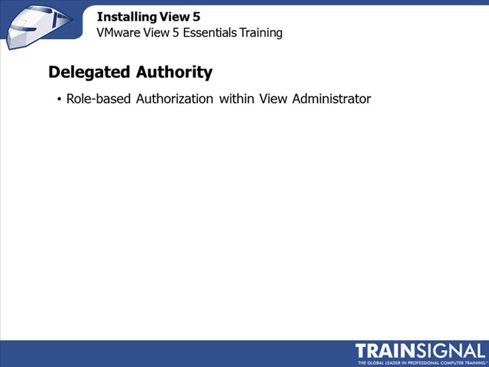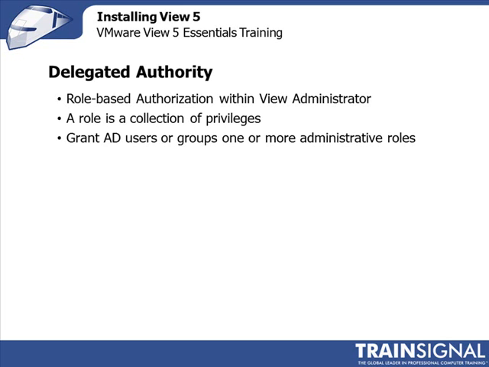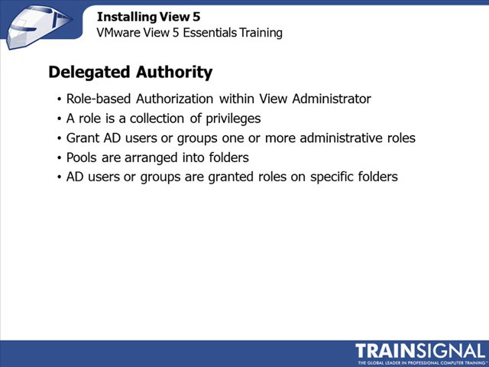So delegated authority. Within View Manager, there's role-based access that has been set up. Essentially, a set of roles have been predefined, which have a collection of privileges and give a certain type of access for that particular role. So what you'll do is grant Active Directory users or groups to one or more of those administrative roles, and then you can create folders and arrange pools into those folders, and then grant those particular roles on those specific folders. That way, those users that have been given those particular administrative roles within View only have a limited subset.